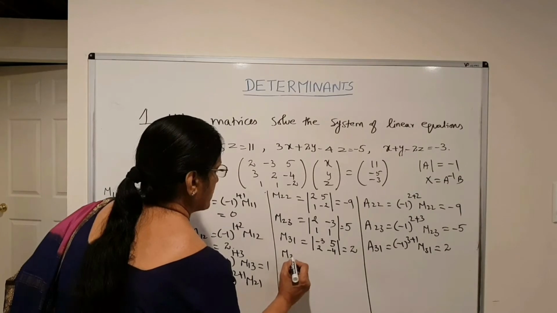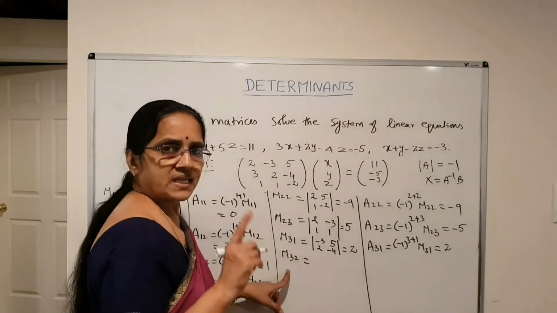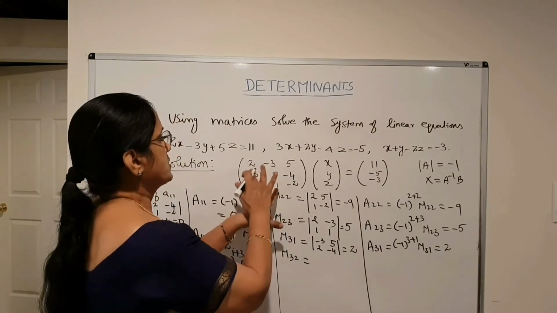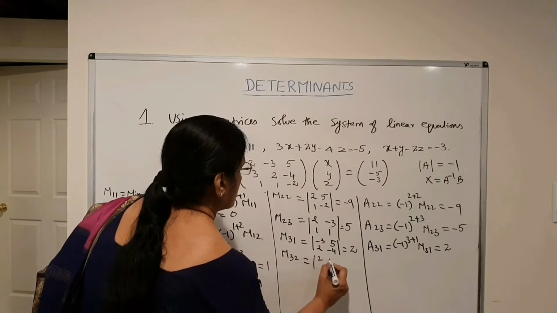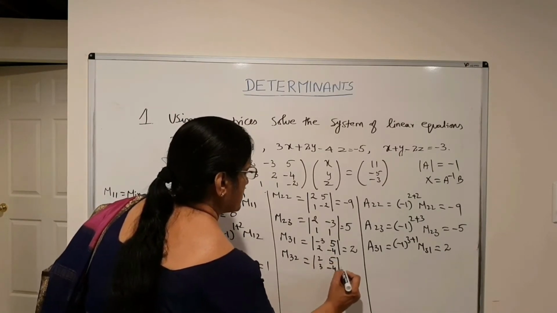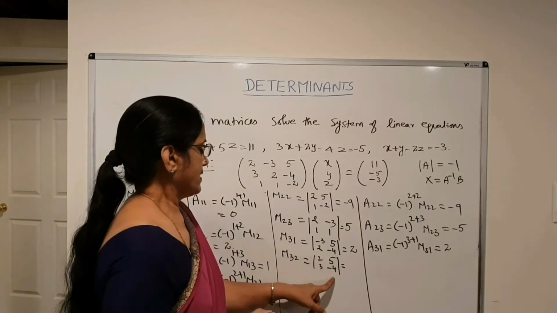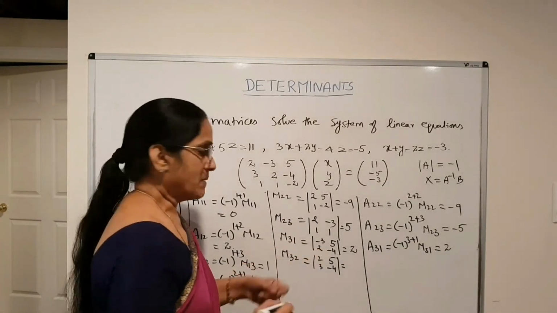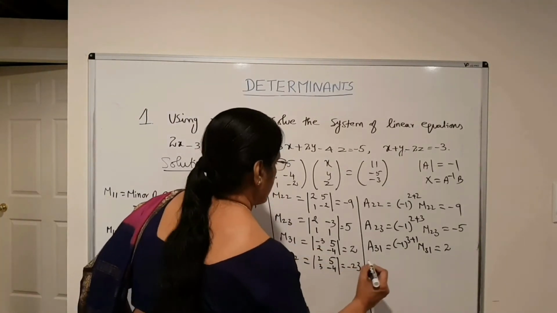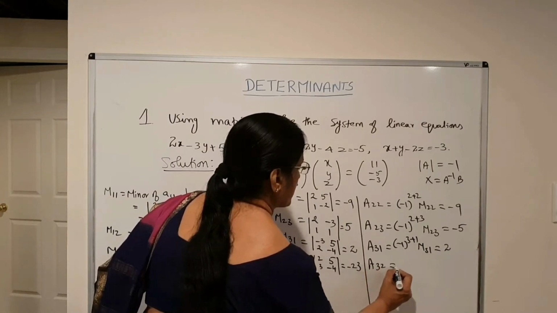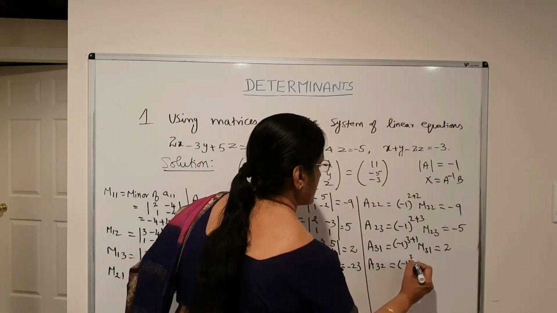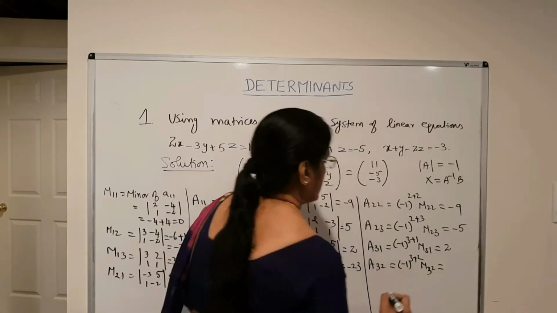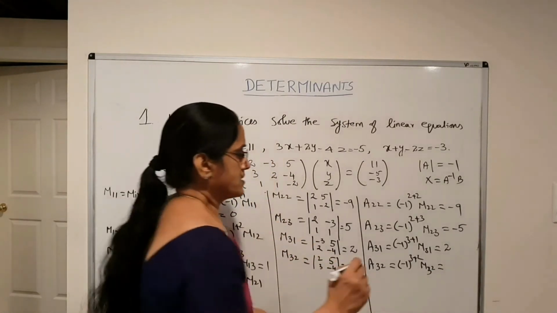Then M32, the minor of the element A32, which is 1 over here. Leaving the third row and second column, we are left with 2, 5, 3, minus 4. This will be minus 8, and I will have here minus 8 and minus 15, which will be minus 23. Therefore A32, the corresponding cofactor, will be minus 1 to the power 3 plus 2 into M32, which is minus 1 into minus 23, it is plus 23.